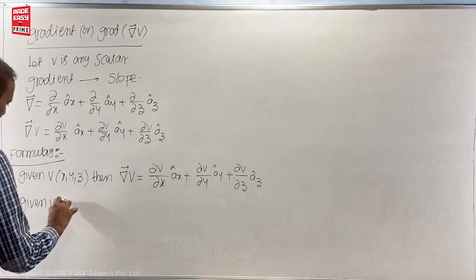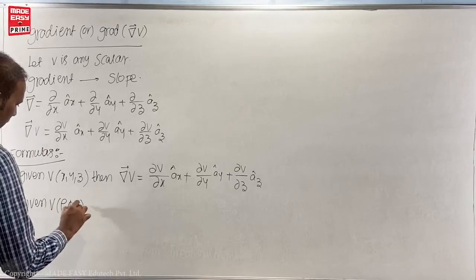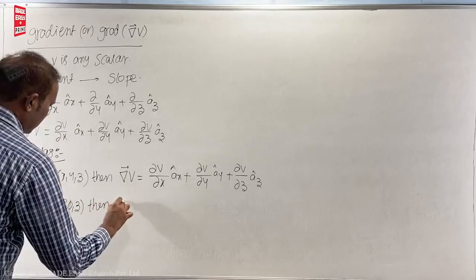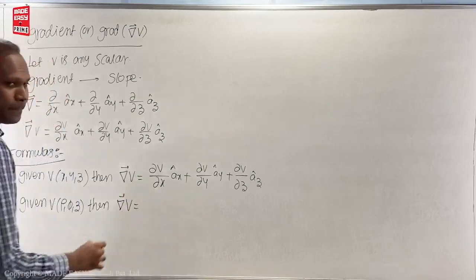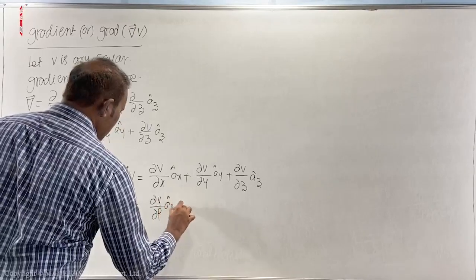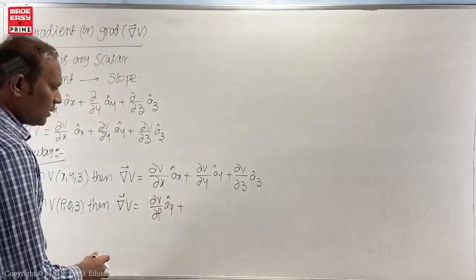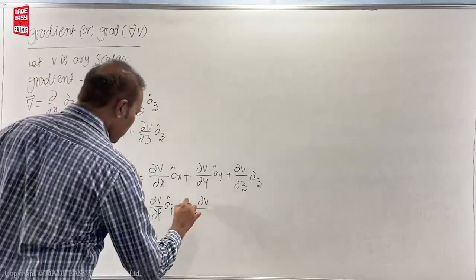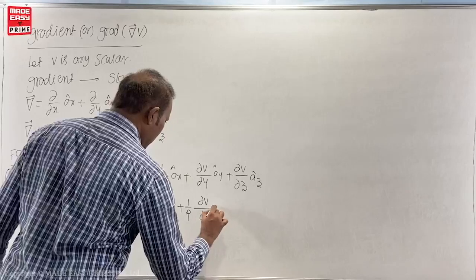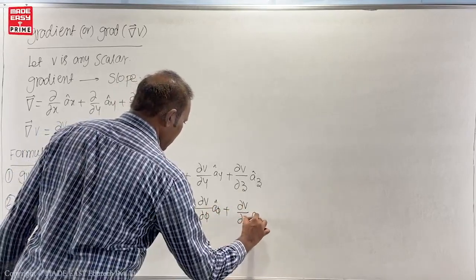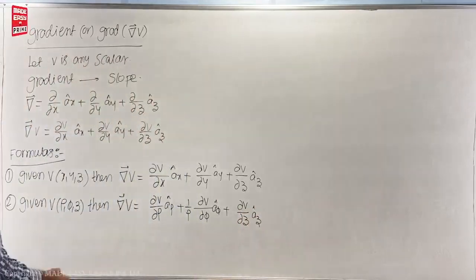Similarly, given V is a function of rho, phi, z in the exam question, then that is the cylindrical system. Then the grad V formula is dou V by differential length in the rho direction, multiplied with the unit vector. Then dou V by the differential length in the phi direction, which is rho d phi, so rho is written here, so rho d phi a phi. Then dou V by dou z a z, this one, the differential length in the z direction.